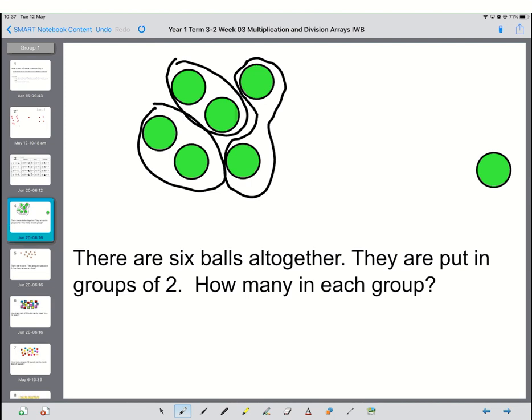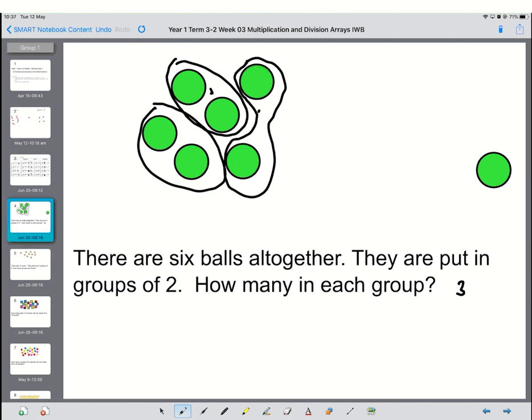The disadvantage of this is you may end up with some weird groupings, which is why we will be moving on to arrays. But what is the answer? We've got 1, 2, 3 groups of 2. So there are 6 balls together. They're put in groups of 2. How many in each group? That's right, the answer is 3. So that's what we're going to be doing today.